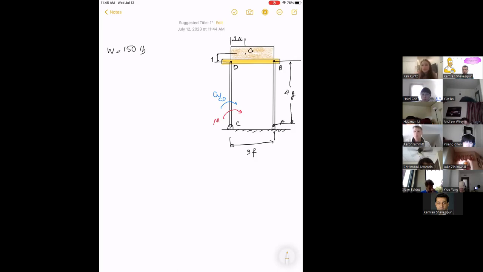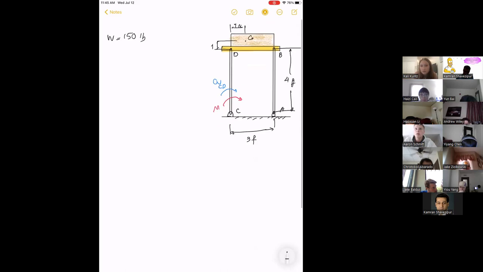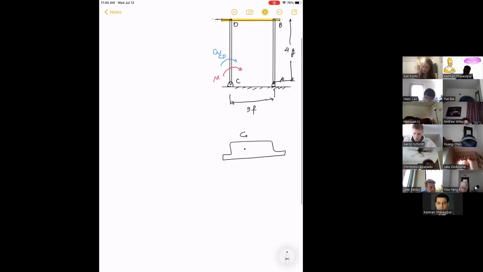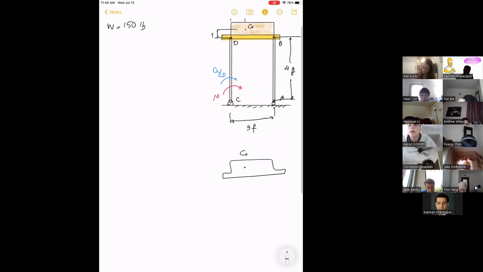Free body diagram. Free body diagram for which rigid body? Is it for the box, the crate, the platform? But remember, we have some stuff here, right? I think we need to do the free body diagram for all of them. So what I'm going to do is this. Let's say this is the crate with the platform, right? Then if I do the free body diagram, let's just do the stuff first.